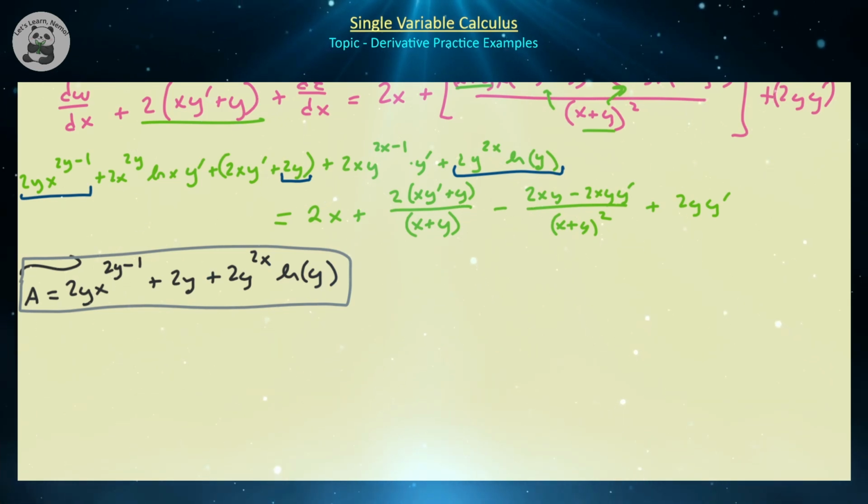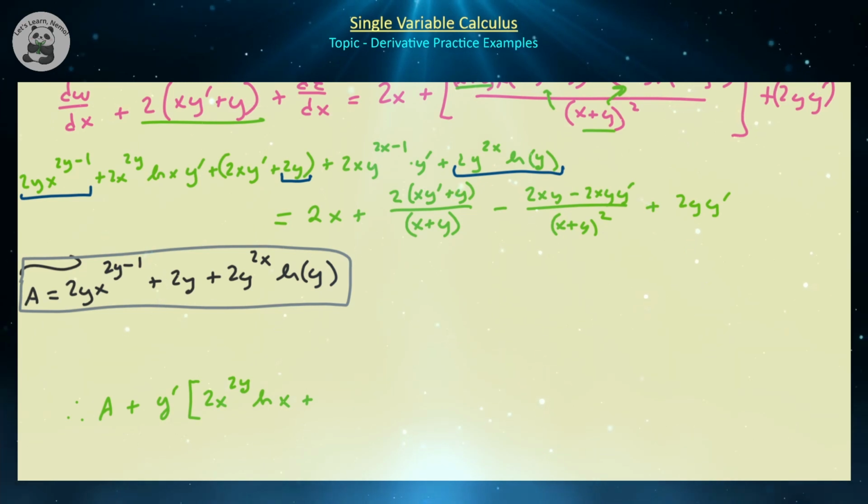It doesn't have any y primes in it. So once I simplify that, then my left-hand side actually simplifies a lot, because we're just going to have a plus, and then we're going to have y prime factored out of 2x to the 2y natural log of x plus, what else do we have here? 2x, and then we have plus 2xy to the 2x minus 1 on the left-hand side.